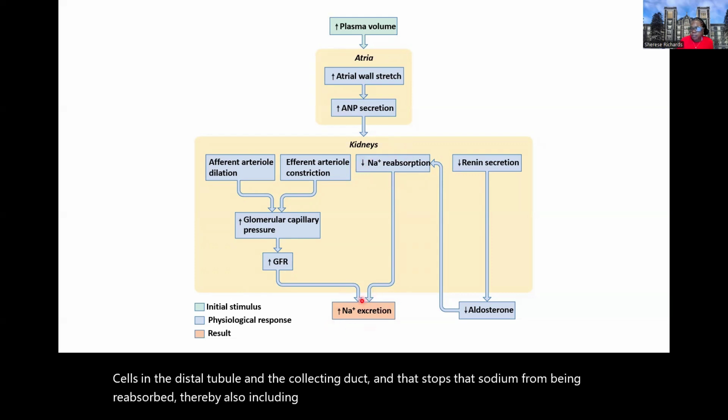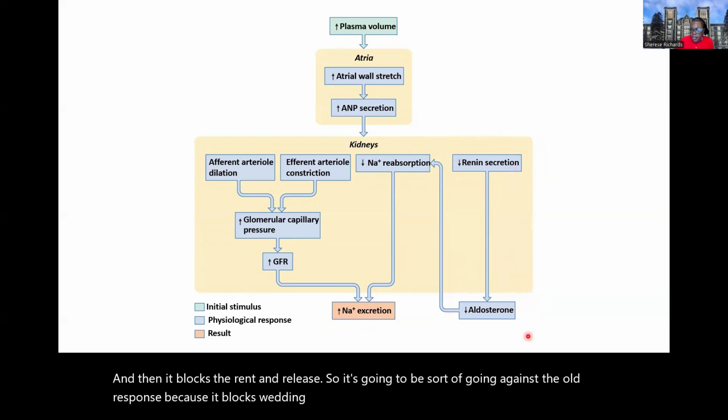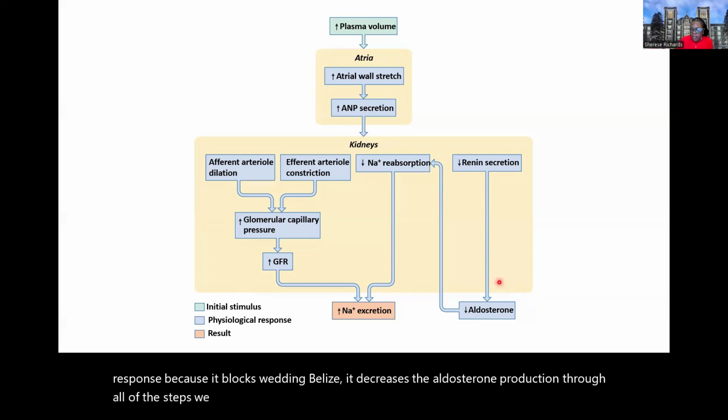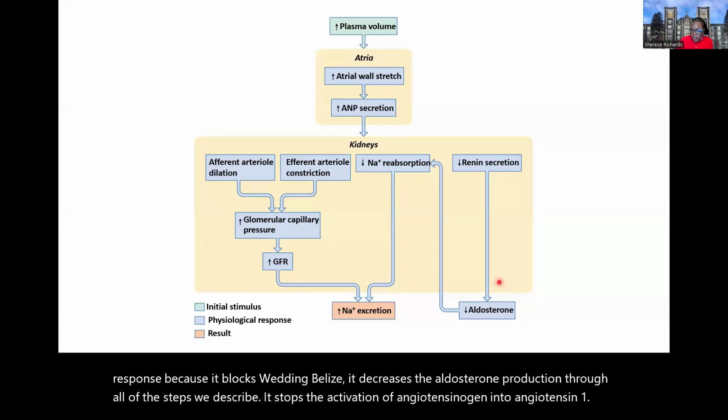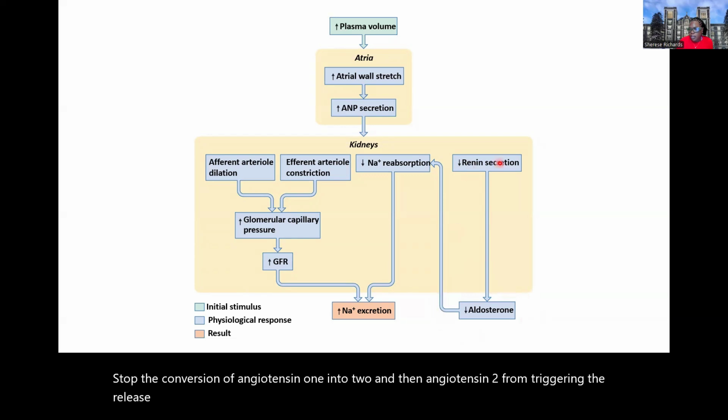And then it blocks the renin release, so it's going against the aldosterone response because it blocks renin release. It decreases the aldosterone production through all of the steps we described. It stops the activation of angiotensinogen into angiotensin 1, stops the conversion of angiotensin 1 into 2, and then angiotensin 2 from triggering the release of aldosterone. So several steps in between renin and aldosterone.